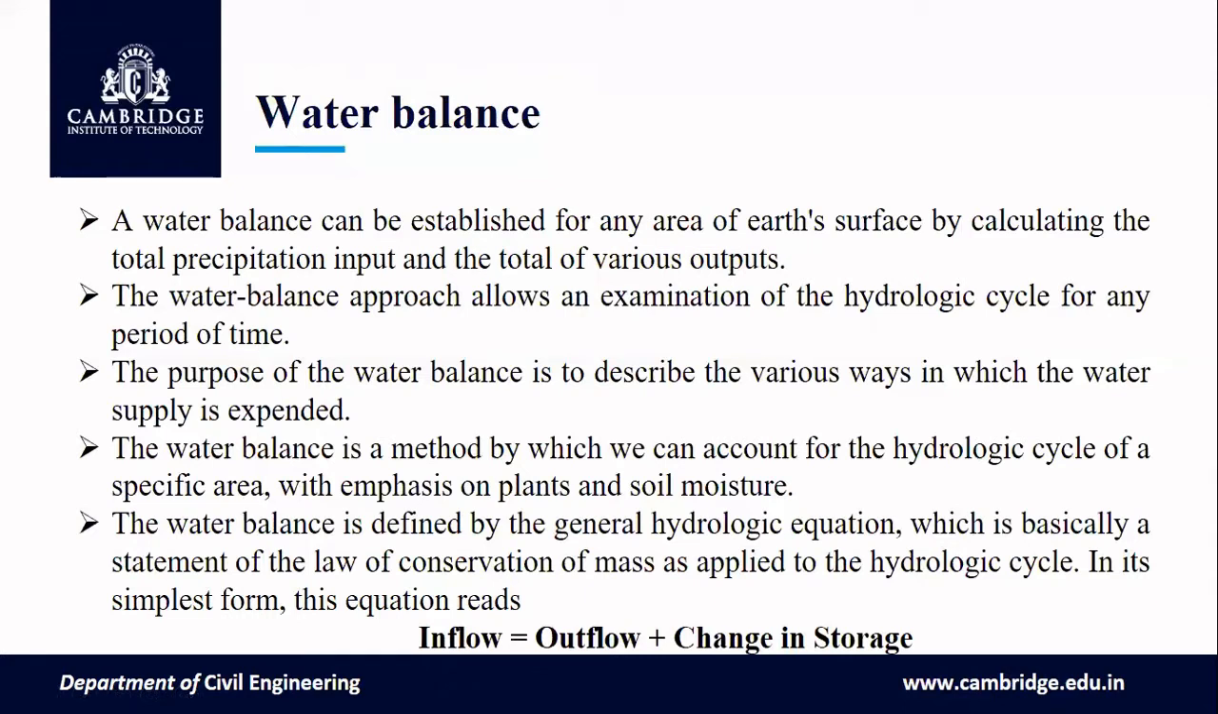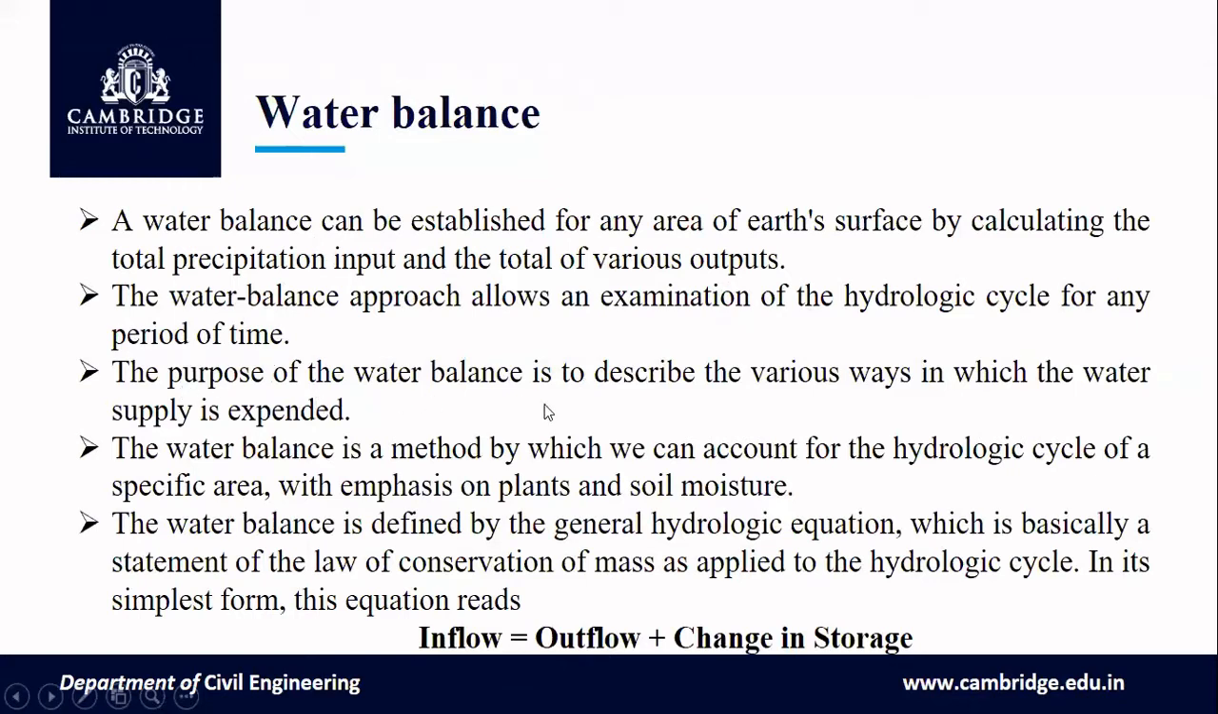A water balance can be established for any area of the earth's surface by calculating the total precipitation input and the total outputs. The water balance equation can be applied for lakes and also for catchment areas. So we'll apply this water balance equation to calculate the total precipitation input and the total outputs from that system. The water balance approach allows an examination of the hydrologic cycle for any period of time.